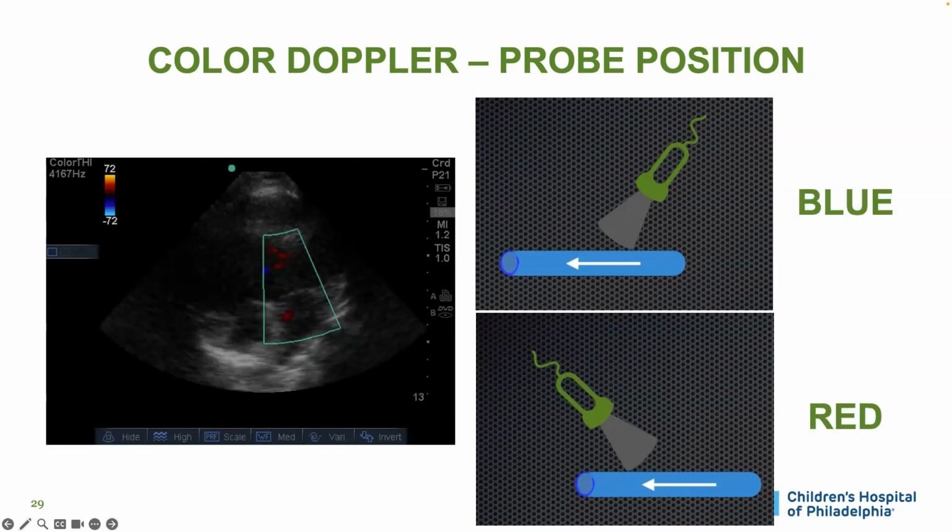So in this case, again, blue would be away on the top and red would be towards. And it's the exact same vessel. It just matters about the angle of inclination and which way you're facing your probe to get an idea of which way the color Doppler would be heading.